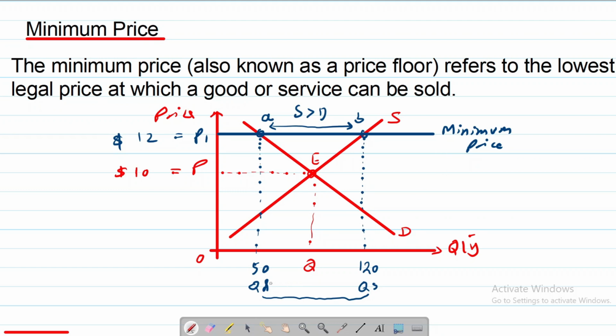So how much is the surplus? 50 to 120, there is a gap of 70 units. So there are 70 extra units supplied by the producers, but they are not demanded by the consumer. So the government itself will purchase, because the government has guaranteed a minimum price, this one $12. So the government itself will purchase 70 units of the product.